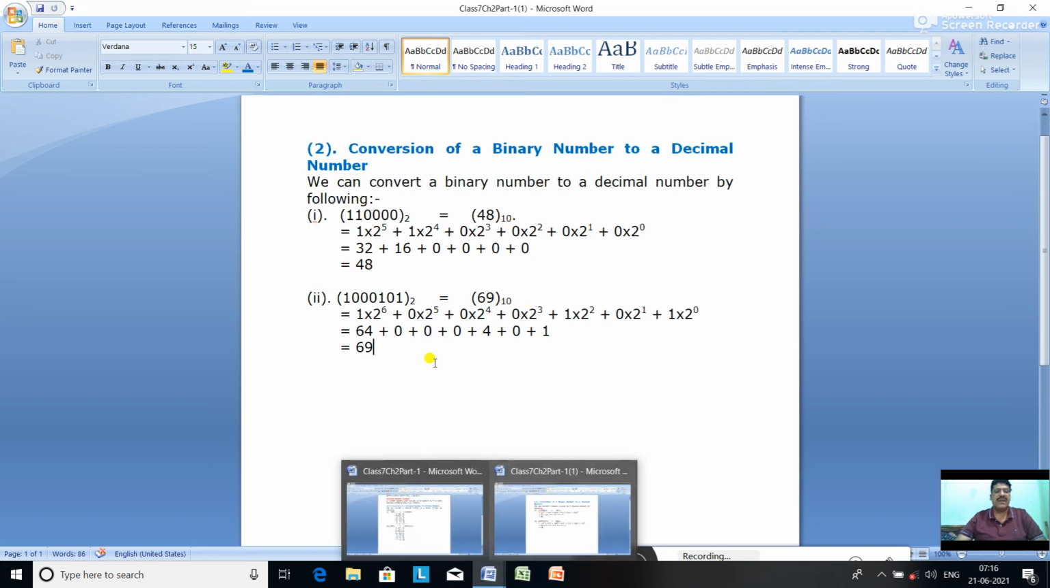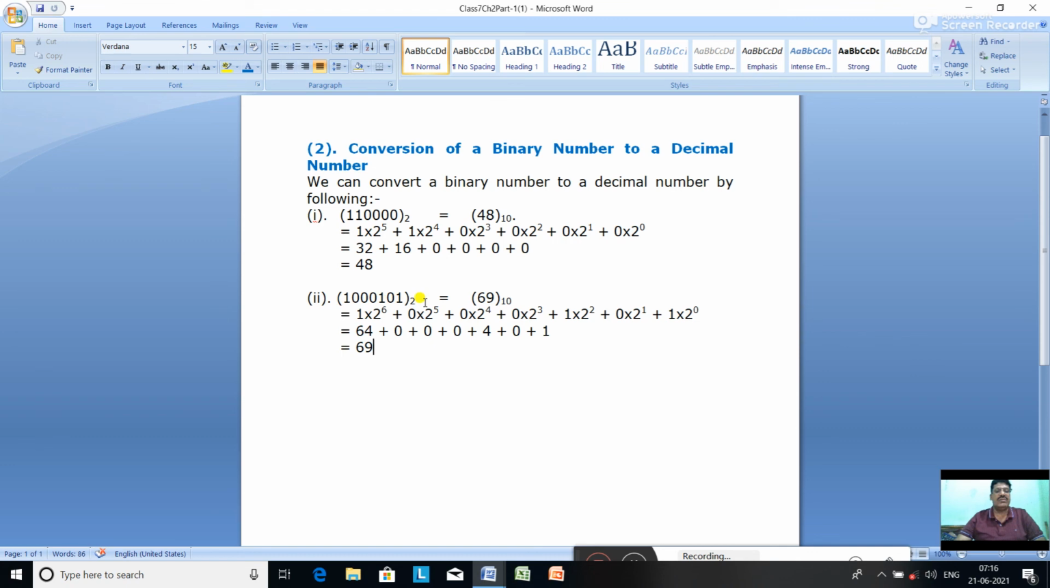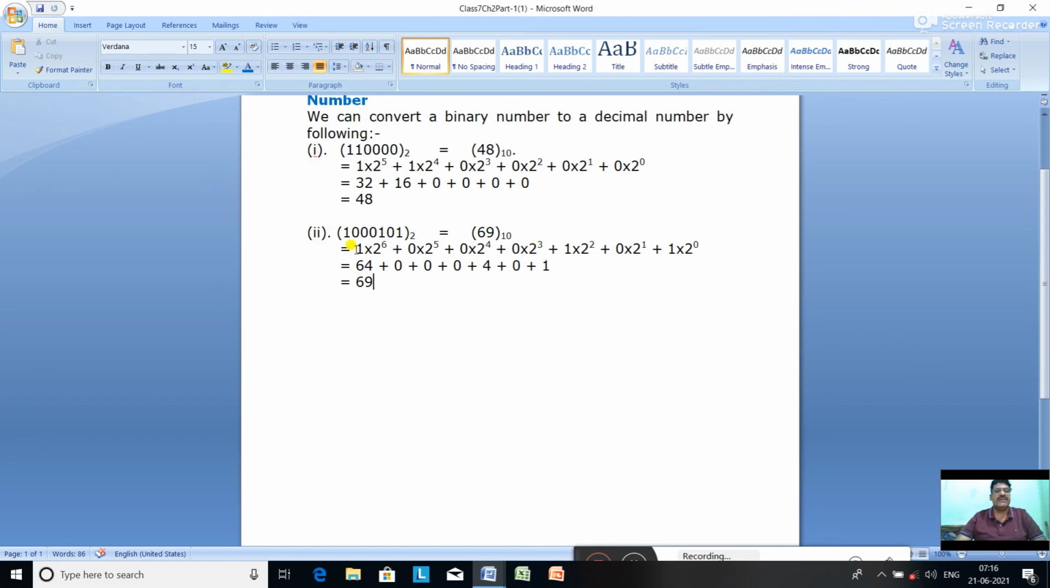Second is 1000101. We want to convert binary to decimal. Let us do. Write the first digit 1. After this 1, how many digits are there? 1, 2, 3, 4, 5, 6. Power 6. Plus 0 into, after this first 0, how many digits are left? 5. 0 into 2 power 5. Then 0 into 2 power 4. Then 0 into 2 power 3. Plus this 1. After 1, how many digits are there? 2 digits. So 1 into 2 power 2. Plus 0 into 2 power 1. Plus 1 into 2 power 0.